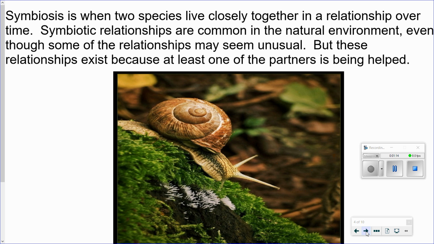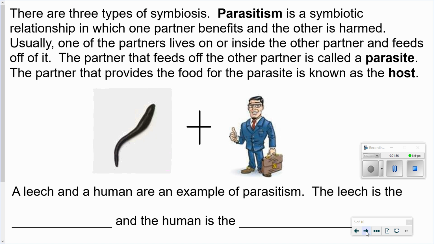Symbiosis is when two species live closely together in a relationship over time. Symbiotic relationships are common in the natural environment, even though some of the relationships may seem unusual. But these relationships exist because at least one of the partners is being helped. There are three types of symbiosis.